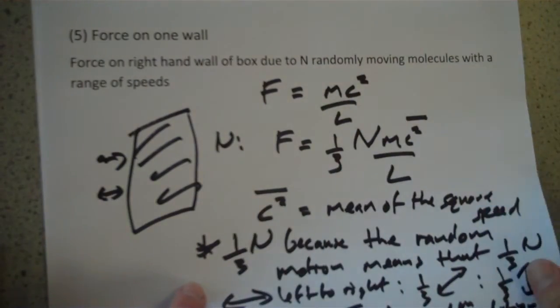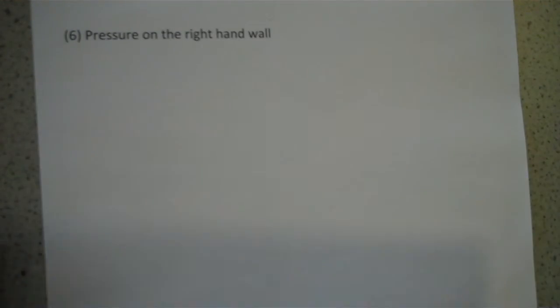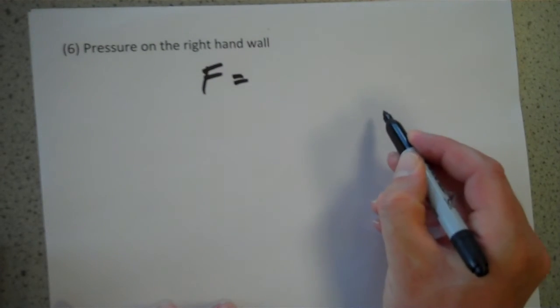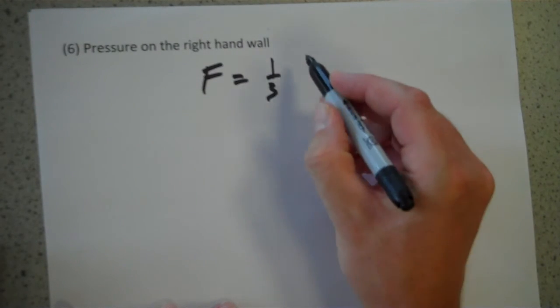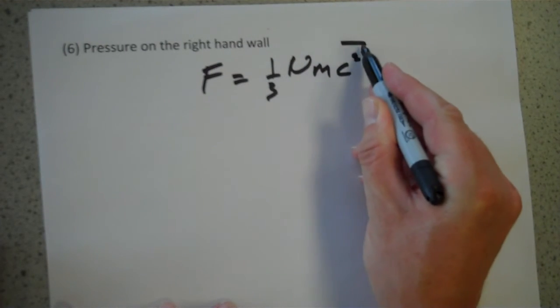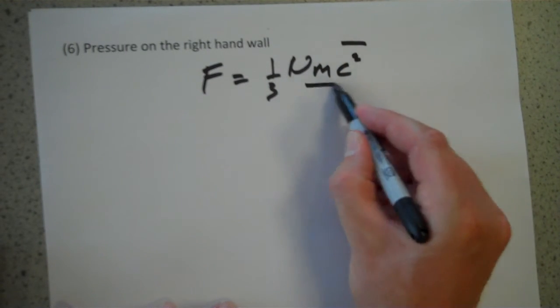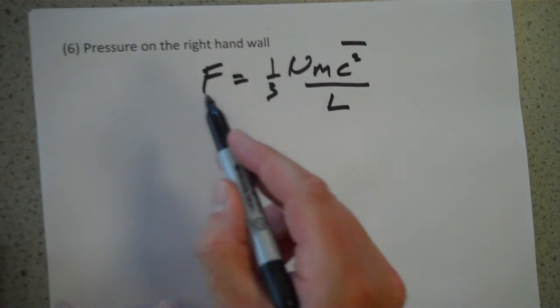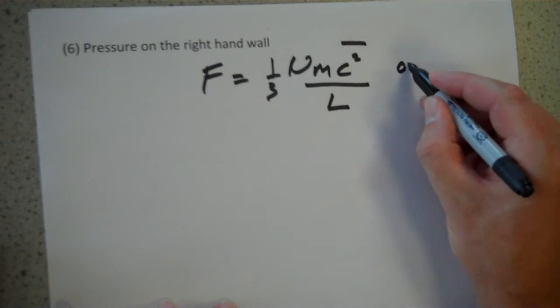Okay, so we're nearly there. We've got our expression for force from these n molecules now. Remember, we're dealing with an ideal gas. They've all got the same mass, but they've got a range of speeds. And just to remind you, we're starting off from the last page with the force equal to a third n m c squared bar, the bar showing that it's the mean square speed, over L. This is the force on the right-hand wall.